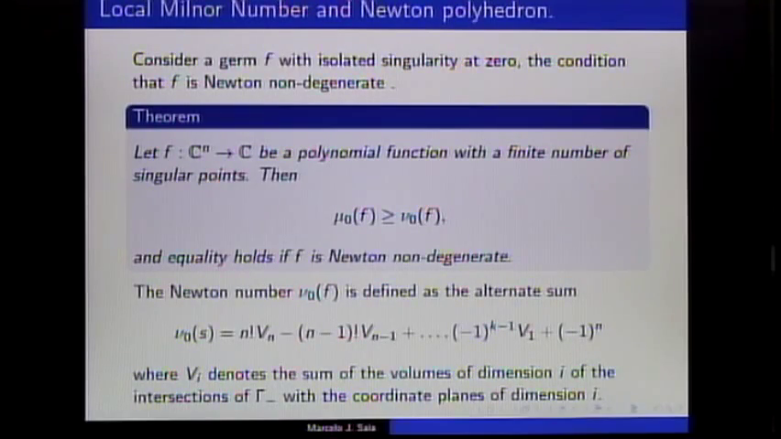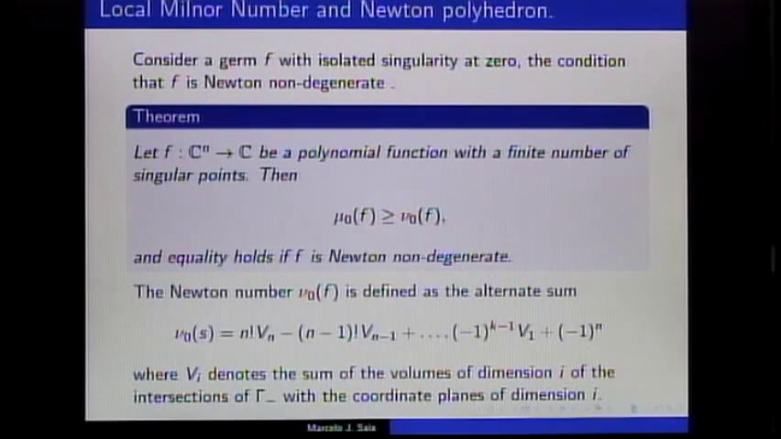But moreover, if we have a germ with isolated singularity at the origin, we can consider the condition that f is Newton non-degenerate to compute the Milnor number of the germ, looking at the Newton number. The Newton number is given as this alternating sum. Okay? V_n is the volume of the big polyhedron that we have. The other ones are the smaller volumes that we have to intersect with the coordinate axes, and we go down, down, down, and we have an alternating sum.